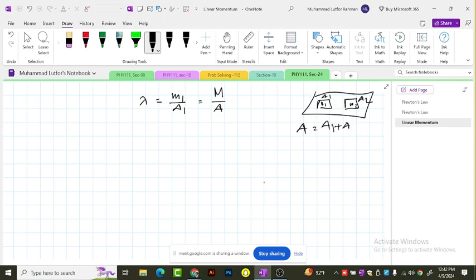Sir, why is it A? Isn't it supposed to be V? Because it's the area, the two-dimensional case. I am thinking of the sheet of paper.